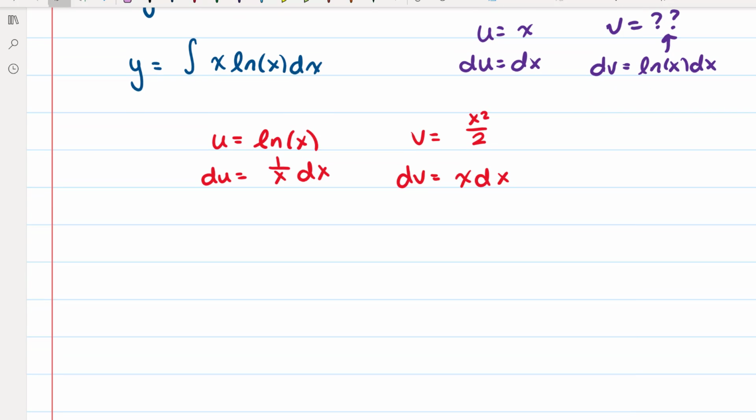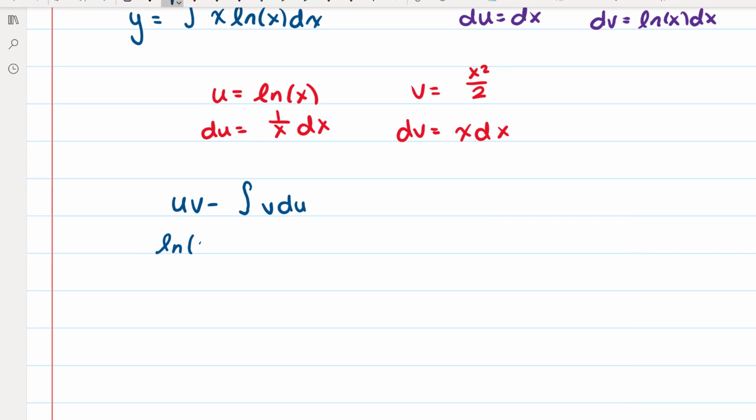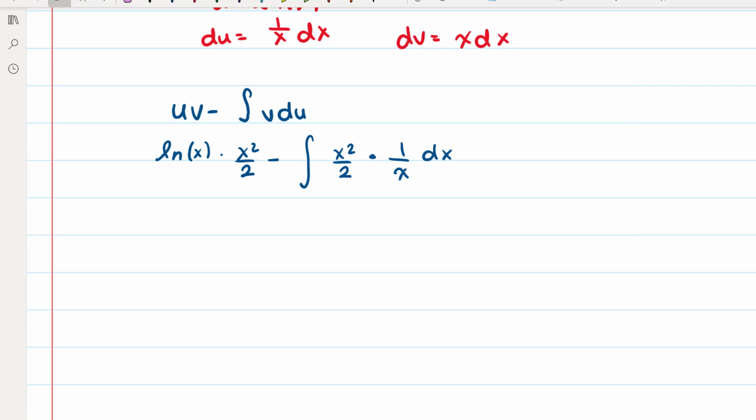So I'm going to replace my integral. Remember the formula is uv minus the integral v du. So it becomes ln of x times x squared over 2 minus the integral of v, which is x squared over 2, times du, 1 over x dx. I do recommend trying not to swap things when you're first learning this. Just write them directly in order.